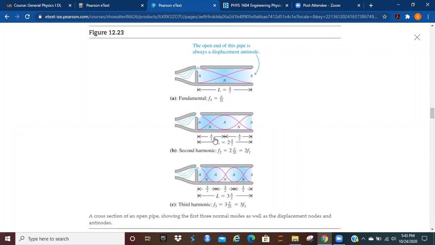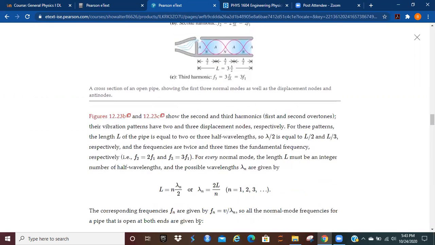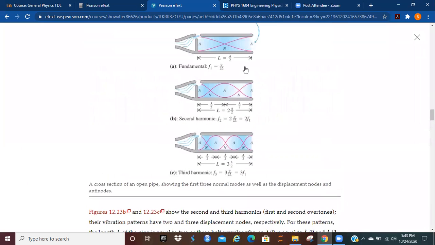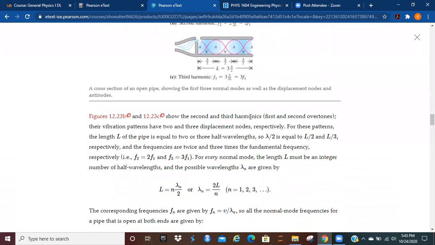And you can see here the fundamental frequency, the second harmonic, and the third harmonic. So the second and third figures, what you see up here, show the second and third harmonics, and their vibration patterns have 2 and 3 displacement nodes respectively. And you can see those here. For these patterns, the length L of the pipe is equal to 2 or 3 half wavelengths. So you can see that the wavelengths are equal to L over 2 and L over 3 respectively, and the frequencies are twice or 3 times the fundamental frequency.